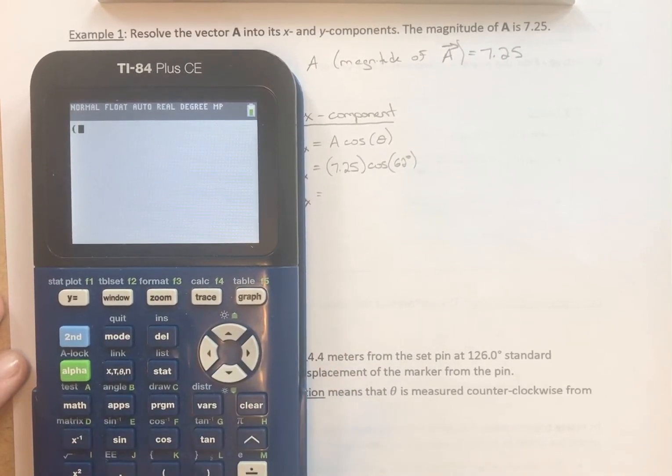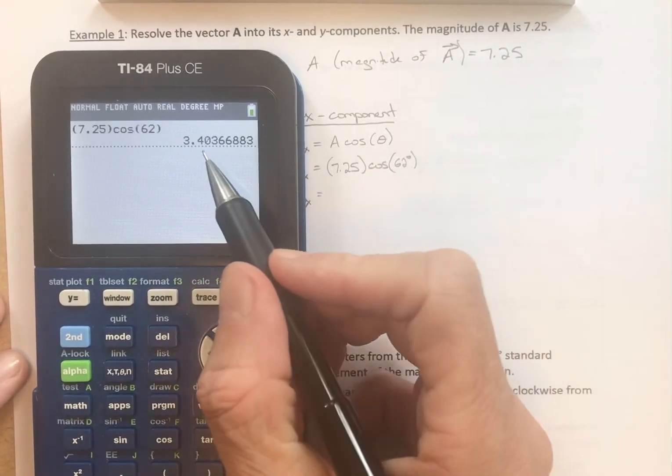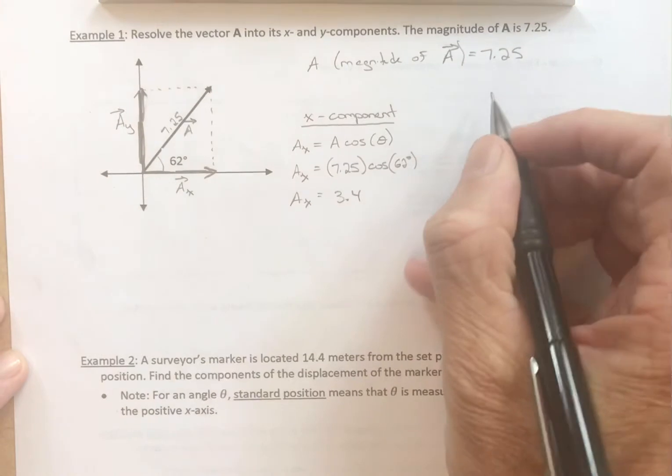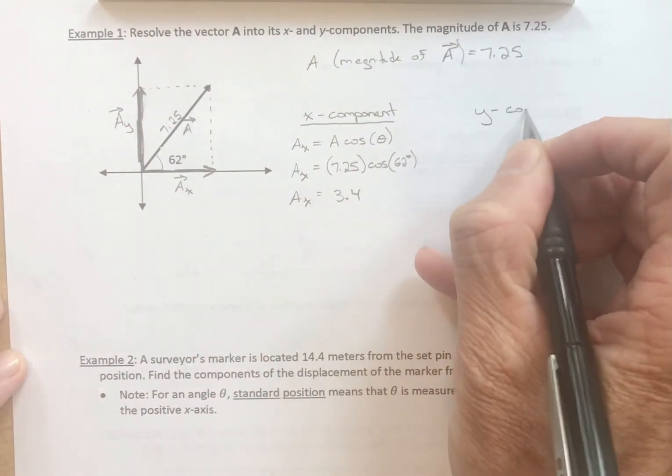Okay, so what is 7.25 times the cosine of 62 degrees? And I came up with 3.4. We'll go to the tenths place. 3.4. Okay, the y component.